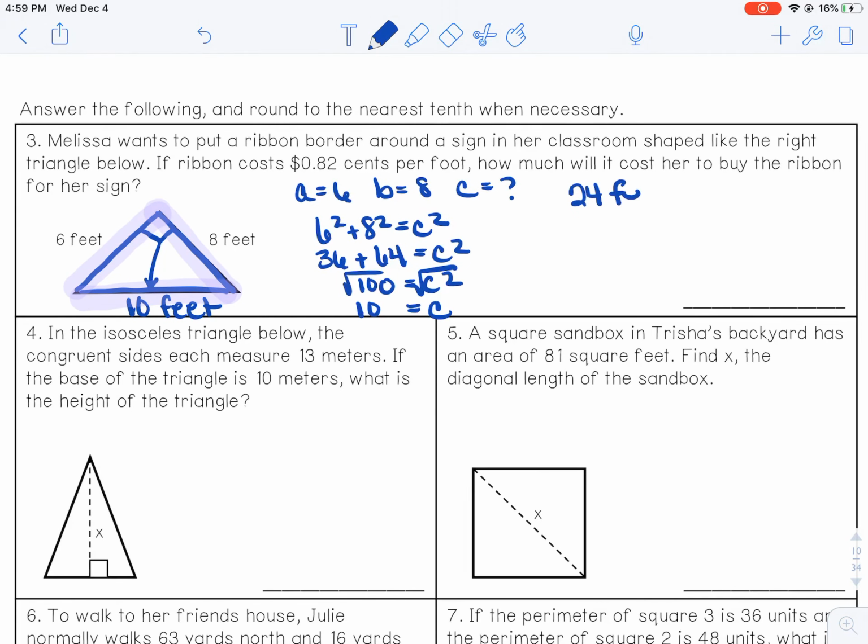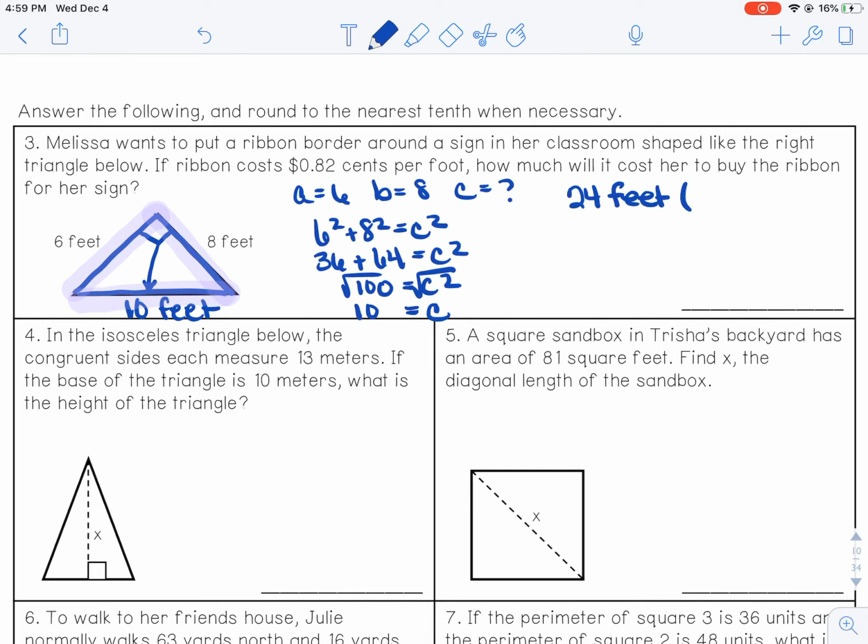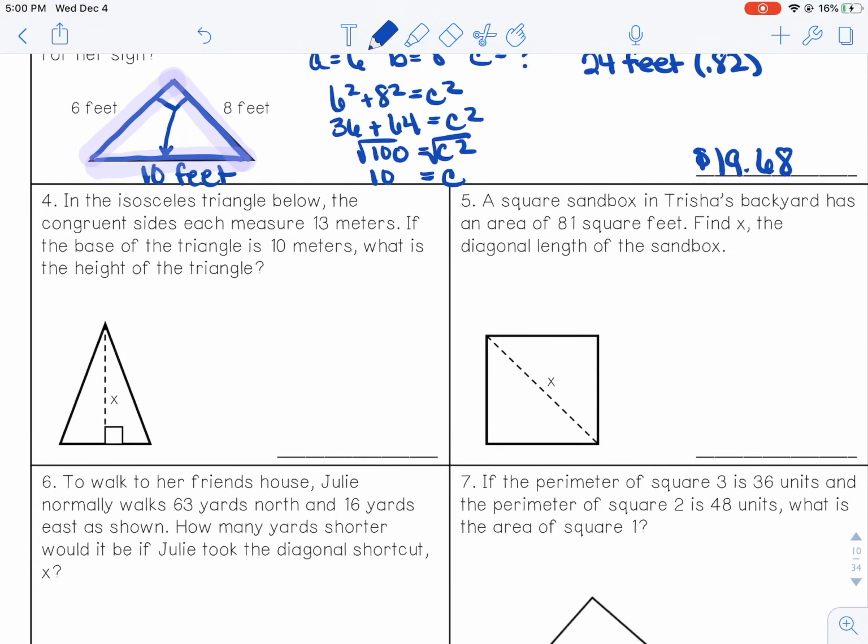Okay, so you take the 24 feet, I'm recording, take the 24 feet, multiply it by 0.82, and what would you get? Okay, so when you calculate that out, you're going to get $19.68. So 24 feet of ribbon times 82 cents a foot is going to give you $19.68. Okay, all right, moving on.